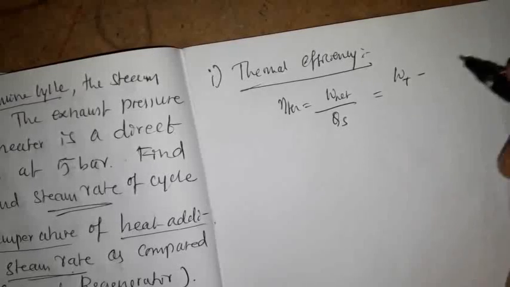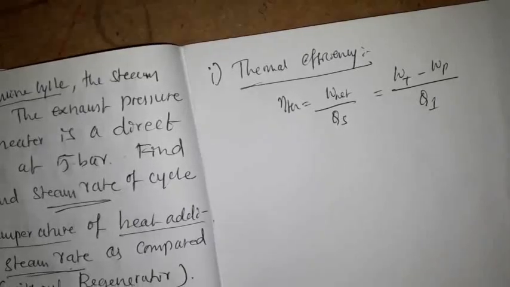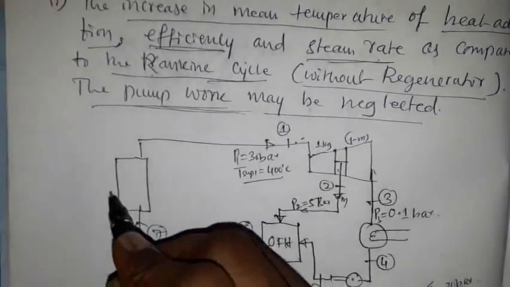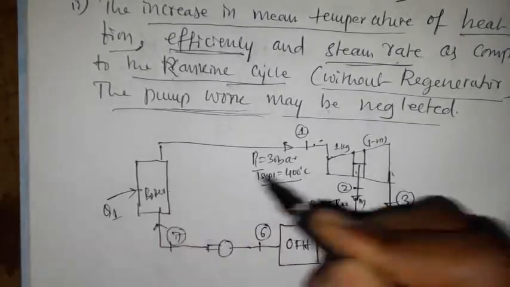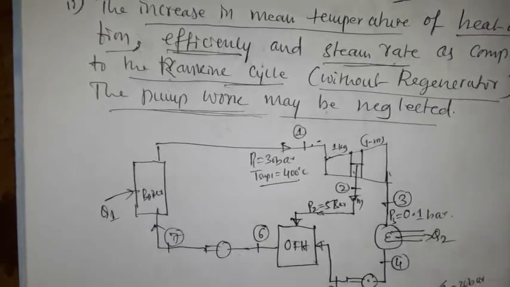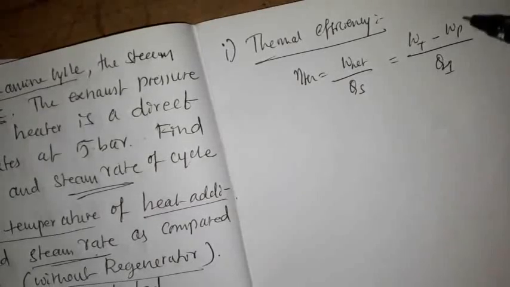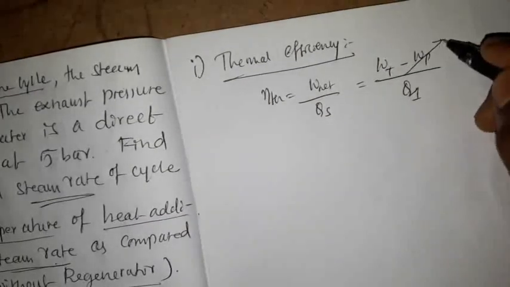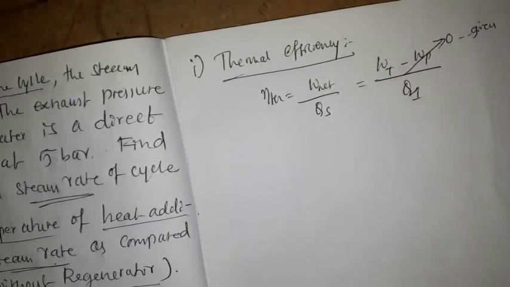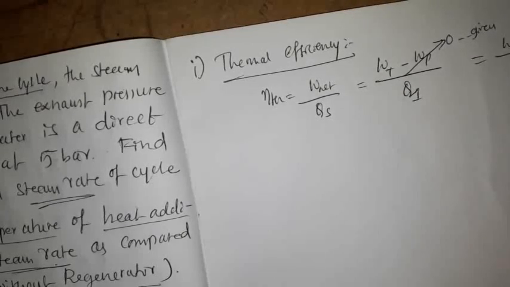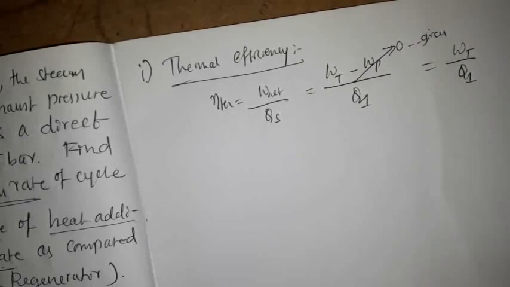So in this case, turbine work minus pump work divided by heat supplied is Q1, means we are supplying Q1 amount of heat energy inside the boiler, and we are rejecting Q2 in the condenser. So that is the thermal efficiency expression. And pump work we consider it as 0 because here it is given data. This is given data, that is to be neglected. So the final expression is turbine work upon Q1, that is heat supplied, is the thermal efficiency expression.